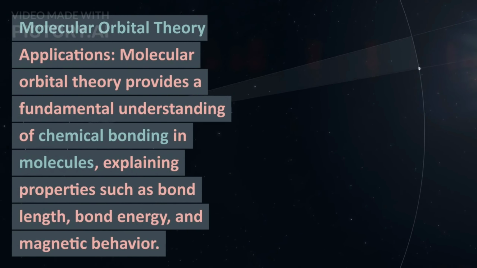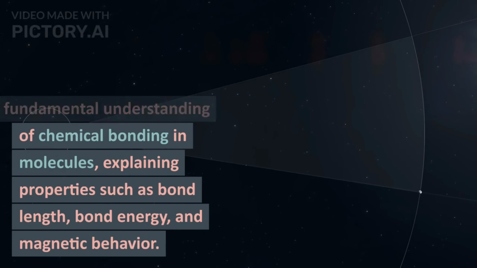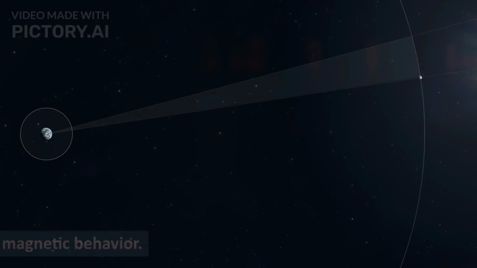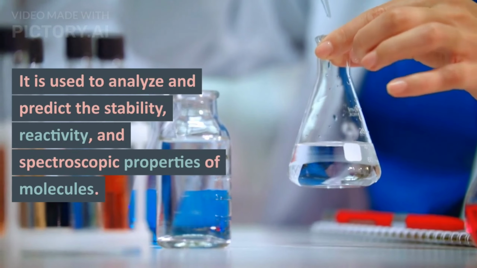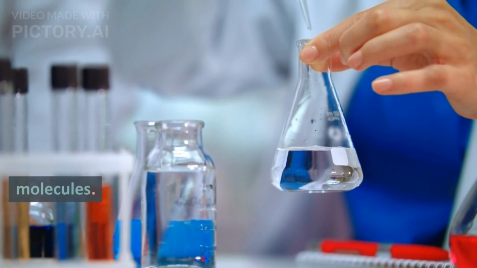Molecular orbital theory applications. Molecular orbital theory provides a fundamental understanding of chemical bonding in molecules, explaining properties such as bond length, bond energy, and magnetic behavior. It is used to analyze and predict the stability, reactivity, and spectroscopic properties of molecules.